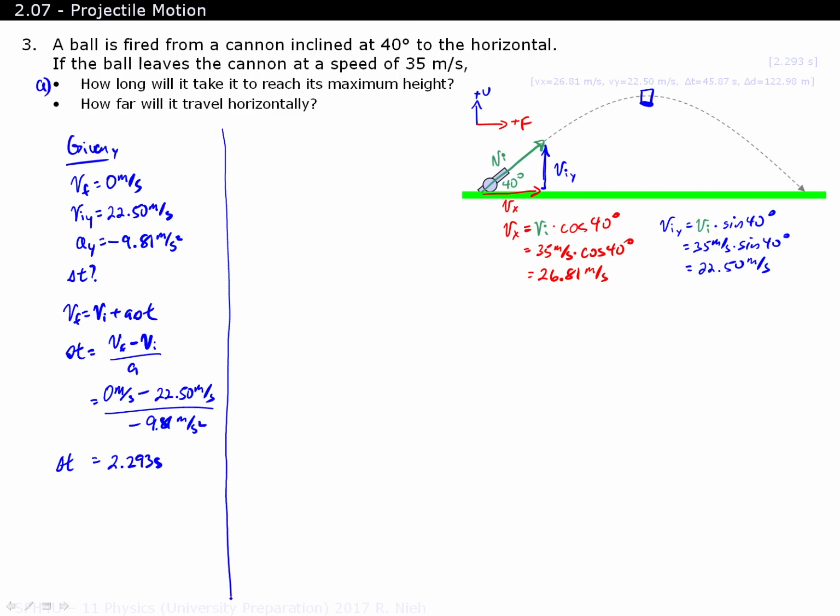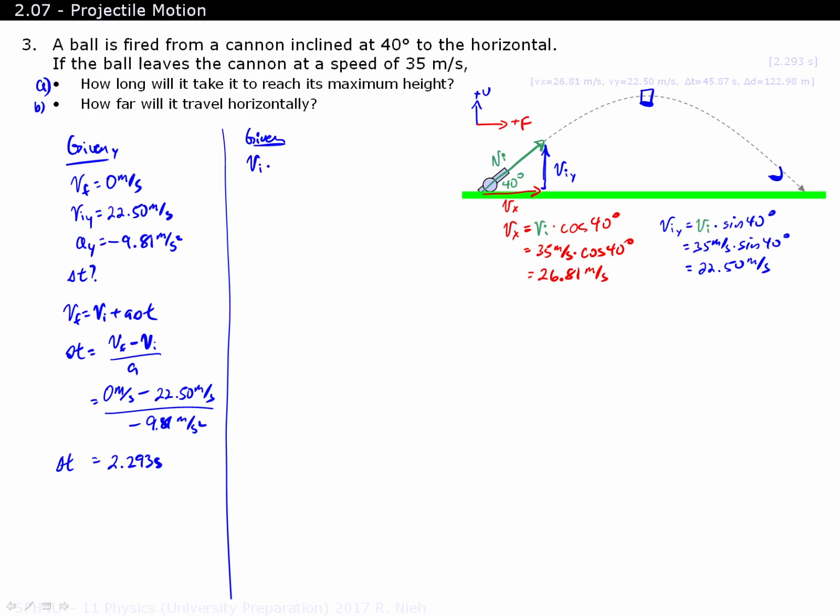Now, even though it's true that it'll take another 2 more seconds for it to travel all the way back down again, so in other words, you can probably estimate that the total time is roughly 4.5 seconds, I'd rather not use that shortcut. Instead, let's solve this problem using a different perspective for B.